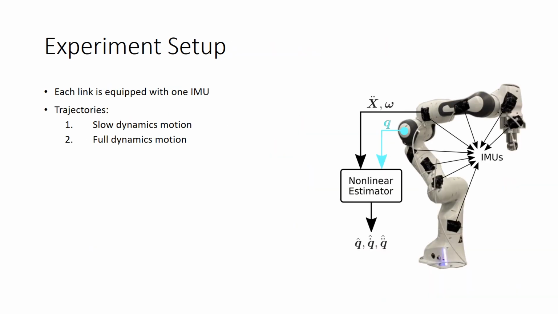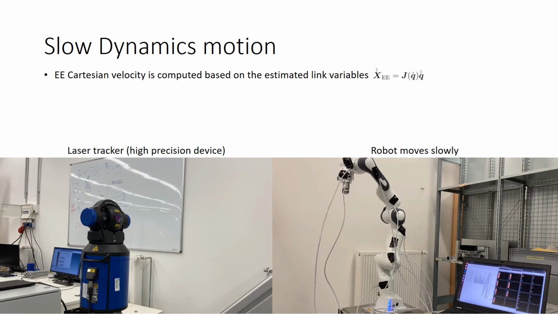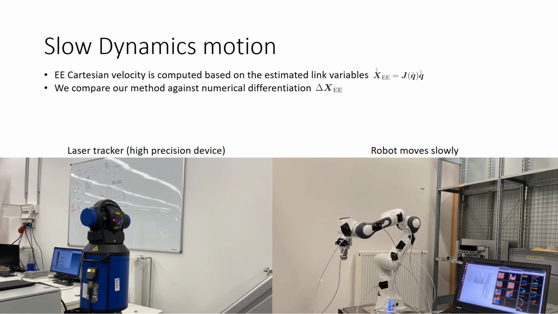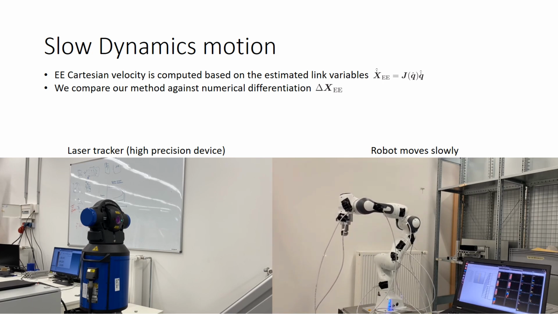In order to evaluate the link variables estimator, we have installed one IMU per manipulator link. Consequently, the robot follows two different trajectories, namely slow dynamics motion and full dynamics motion. In a slow dynamics motion, we compute the Cartesian kinematics based on the estimated link variables. We compare our method against numerical differentiation of the robot pose information, which is provided by the robot interface.